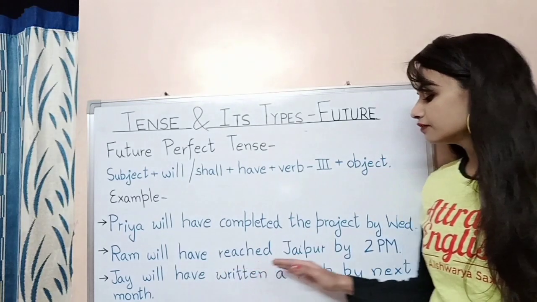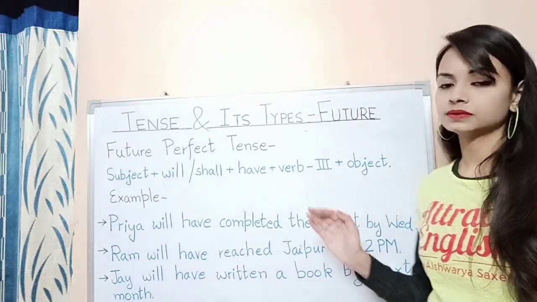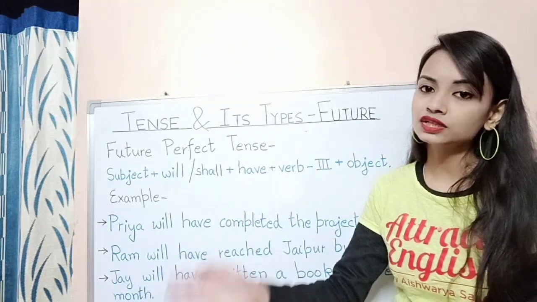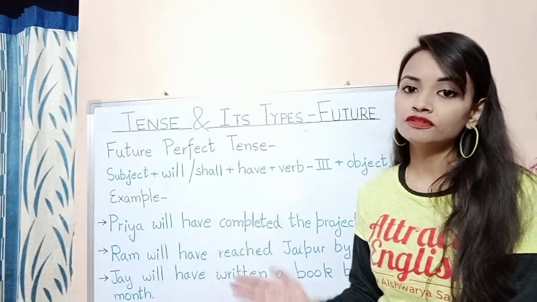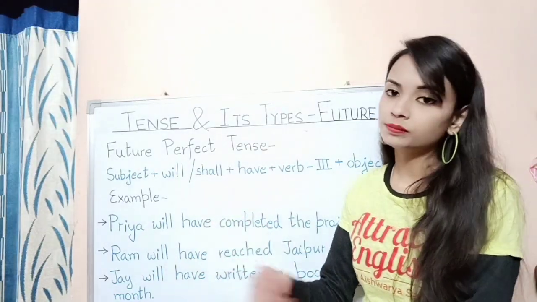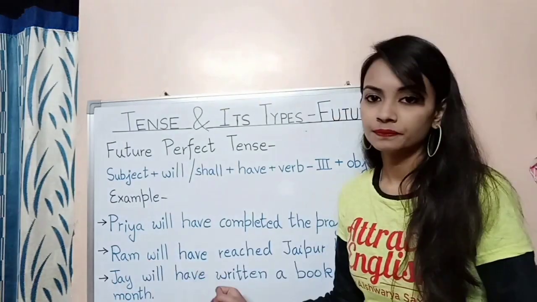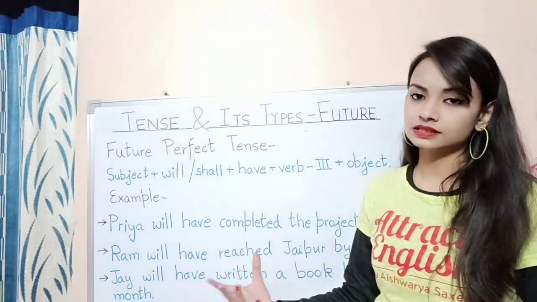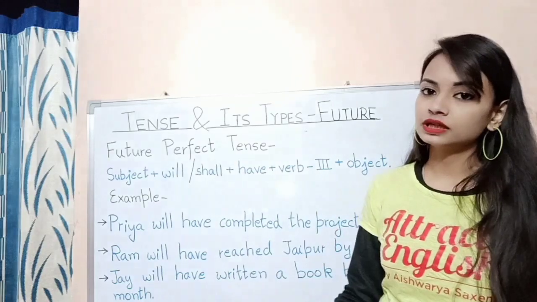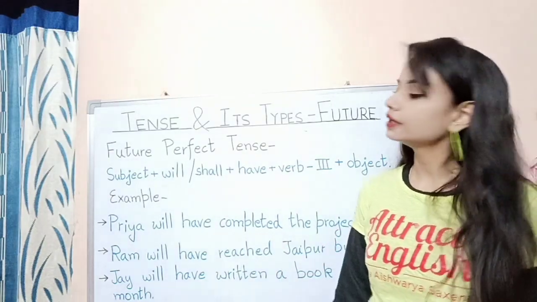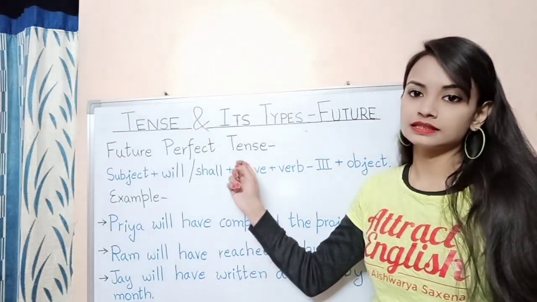Ram will have reached Jaipur by 2 p.m. That means in future by 2 p.m. the action of reaching Jaipur will be done by Ram. Okay, so these kinds of sentences, actions, are expressed by using the future perfect tense.